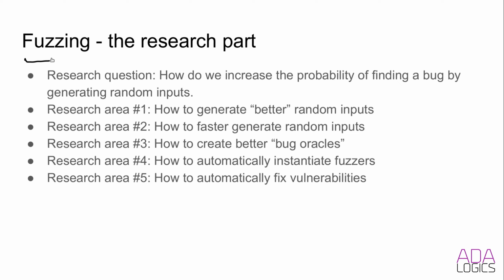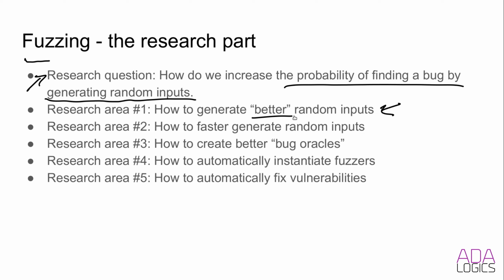manner. So from a high-level perspective, the main research question in fuzzing is essentially how do we increase the probability of finding a bug by generating random inputs. So there's this element of generating random inputs that's at the core of fuzzing. And essentially what researchers want to do is more efficiently find the inputs that trigger the bugs. And so the first research area, from a high level perspective, is how can we generate better random inputs.